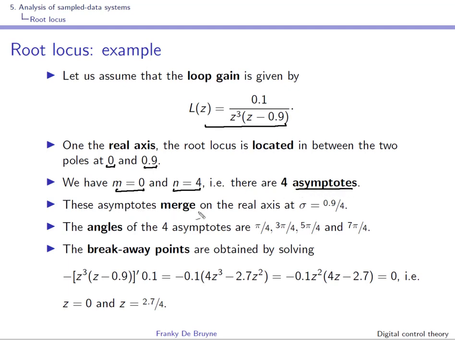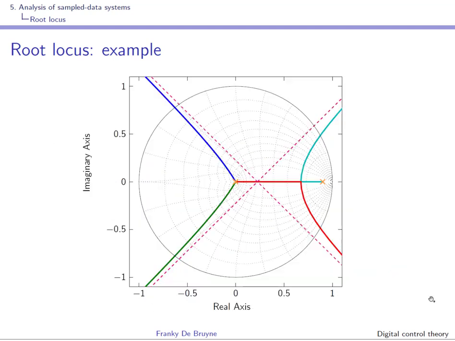We can see that these asymptotes will merge on the real axis. There are no zeros, so you just have to sum the poles and divide by 4. So these asymptotes should merge at 0.9 over 4. Let us have a look at the root locus. We have 3 poles at 0 and 1 pole at 0.9. So a point over here is indeed part of the root locus, because to the right there is an odd number of poles or zeros. In this case it's a pole.